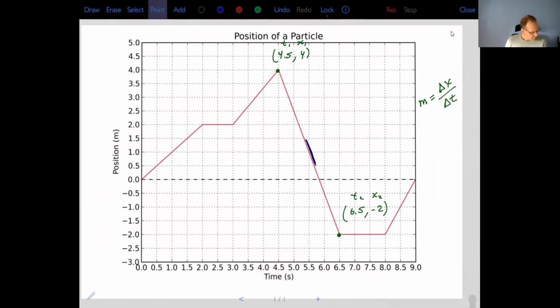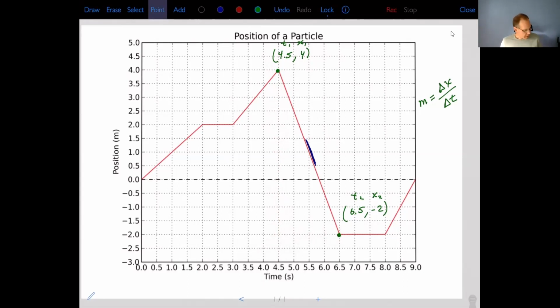Okay. In the future, you don't even really need to write out all these points. You can just look at this and think about it as rise over run. If I start at 4 on the y and go down to negative 2, my rise is negative 6. And my run, if I go from 4.5 to 6.5, is a positive 2. So negative 6 divided by positive 2 is negative 3. It's the same thing, but you can think about it quickly as rise over run. Most of this you can do in your head.